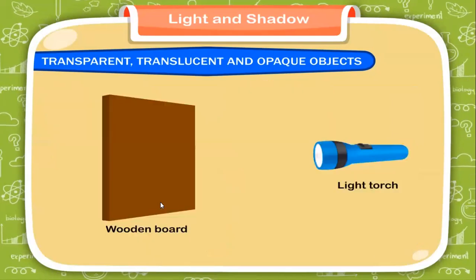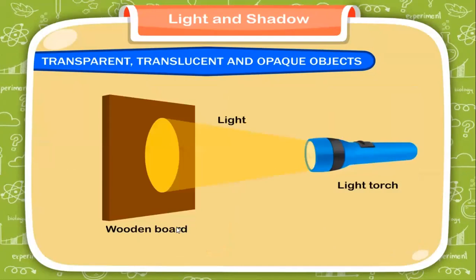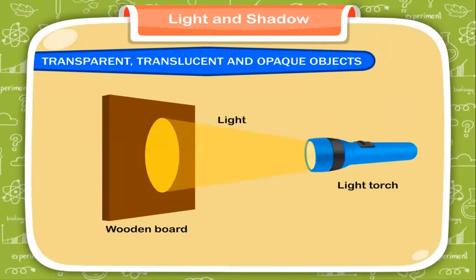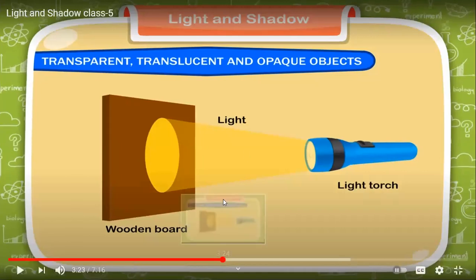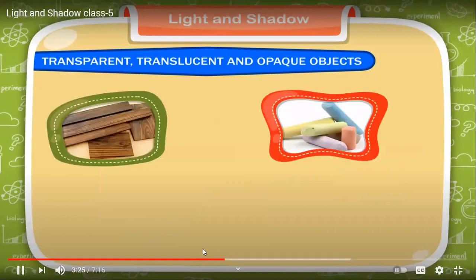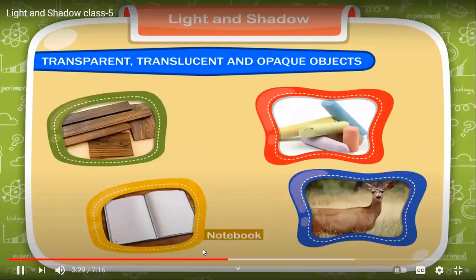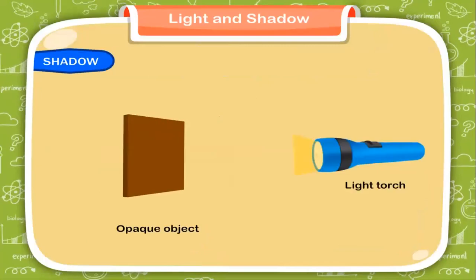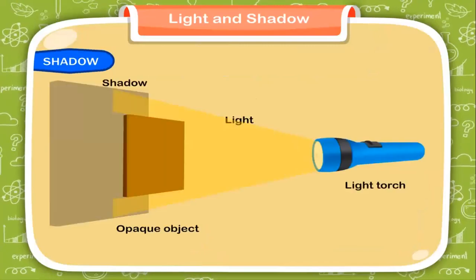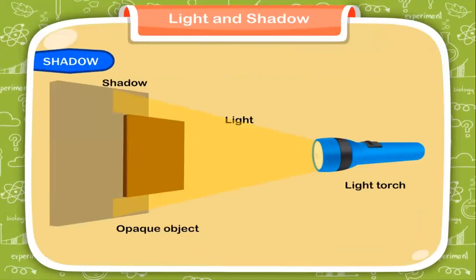The objects which do not allow the light to pass through them at all are called opaque objects. No object can be viewed through these objects. Examples: wood, chalk, notebook, and bodies of animals are opaque objects. Shadow. When light falls on an opaque object, it cannot pass through it. When an opaque object is placed in the path of light, a dark patch is obtained behind the object. This dark patch is called its shadow.